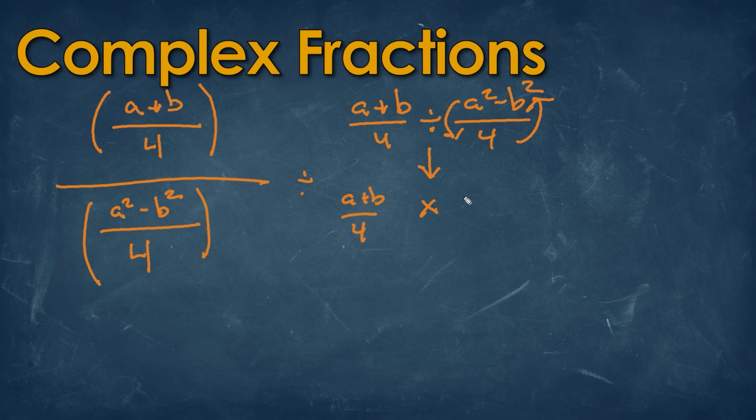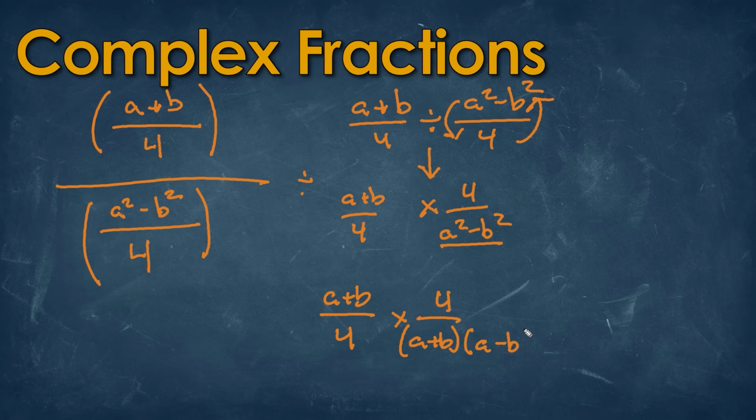So now with multiplication, we'd get 4 on top, and then a squared minus b squared on bottom. Now this can be simplified out because it is a perfect square. So we'll have a plus b over 4 times 4 over a plus b in parentheses times a minus b. Since we have a 4 and a 4 top and bottom, those can cancel out. And then the a plus b on top and bottom can cancel out. So we're going to be left with 1 at the top because we canceled both of our items out. We're left with 1. And then on the bottom, we'll have a minus b.